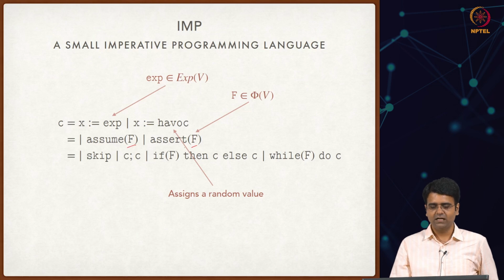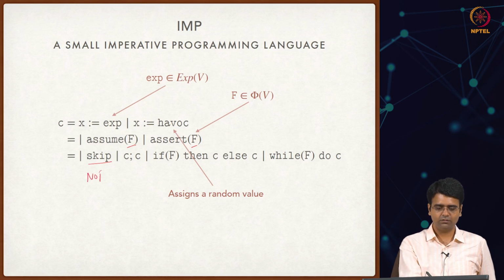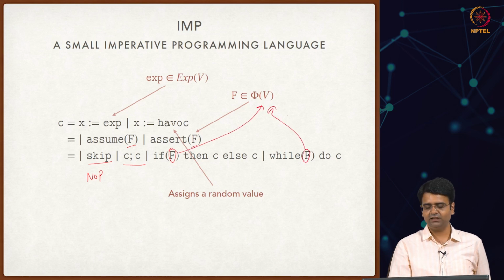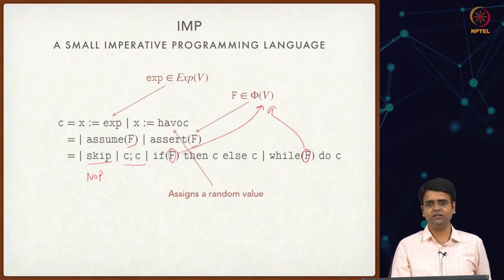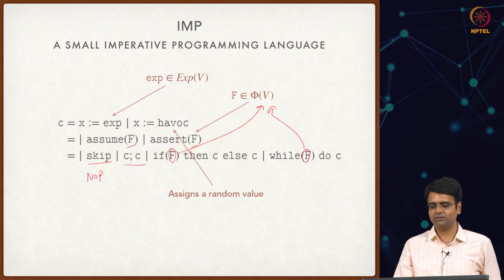Once you have all these base statements, you can combine them to form compound statements. So what are the compound statements? I have skip, which does nothing; skip is something like a no-op. Then I have sequential composition, which is C semicolon C, and then if-then-else and while loop. So if f then C else C, and while f do C. Notice again this f is present here. This f is a formula over the program variables, so in general you can construct any formula and use that as a conditional in both the if-then-else statement as well as the while loop.